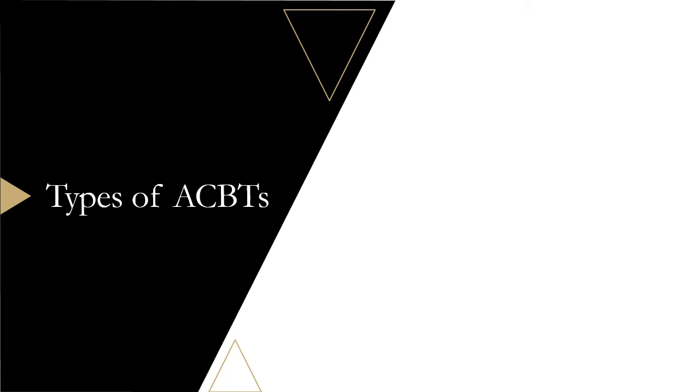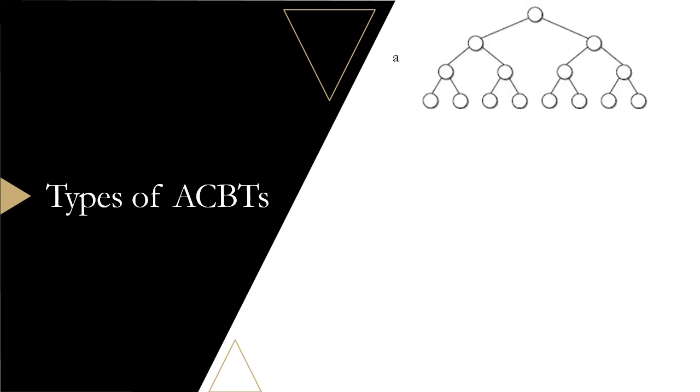Types of almost complete binary trees. This is type A. This is actually a perfect binary tree. I just told you that every perfect binary tree is also an almost complete binary tree.